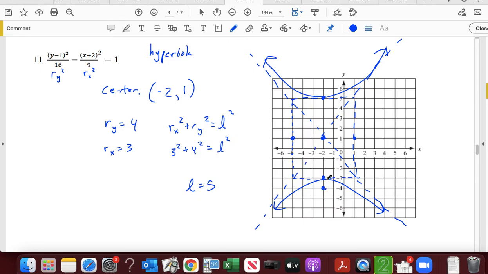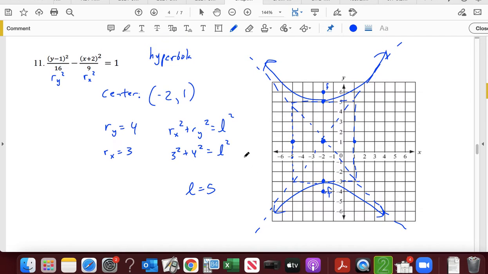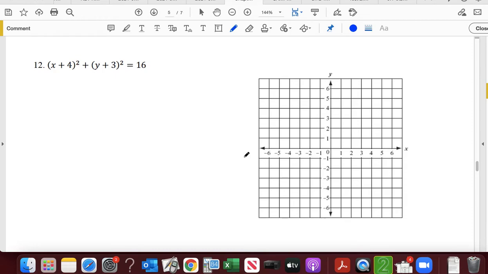So our foci are here and here. So we label those little F's for foci. And again, it was here and here because we counted 5 in the same direction as our hyperbolas. So 1, 2, 3, 4, 5. 1, 2, 3, 4, 5. And there we go. That's how we graph our hyperbola. All right, next we have number 12 here, which, if you recognize, is a circle.